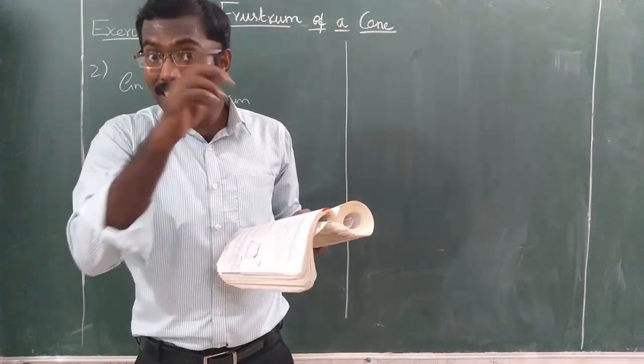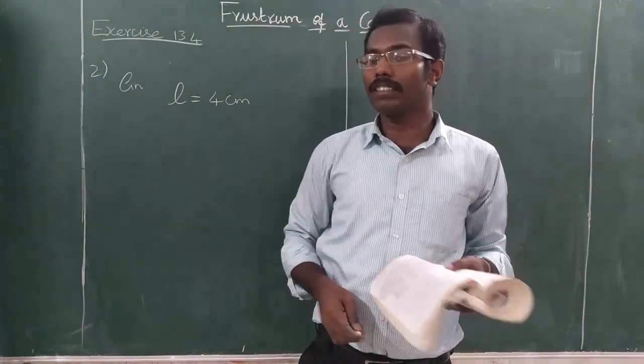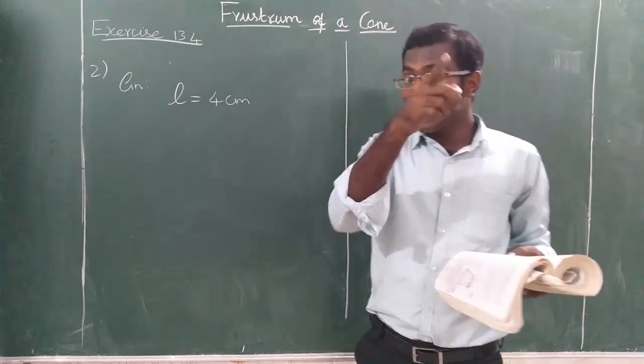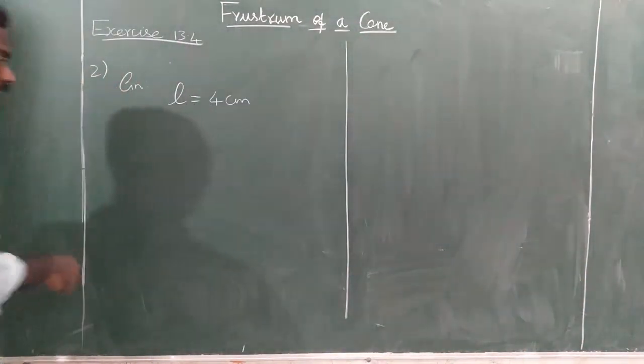So what is asked? CSA, curved surface area. What is given? The circumference. You know, circumference formula is 2 pi r. Yes or no? Okay. So circumference is 2 pi r, na?